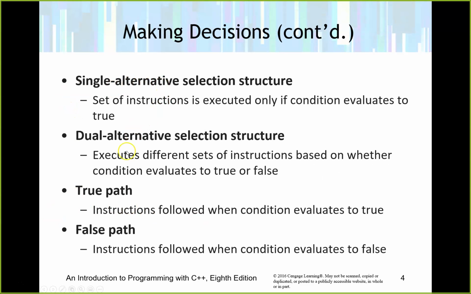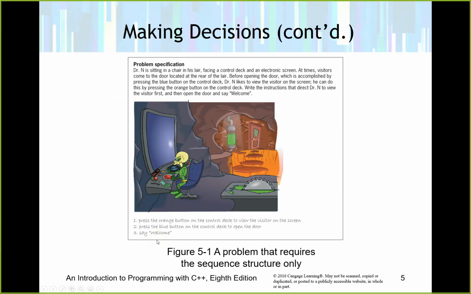Again, single alternative selection: true path, false path. You can see that. So let's go through.